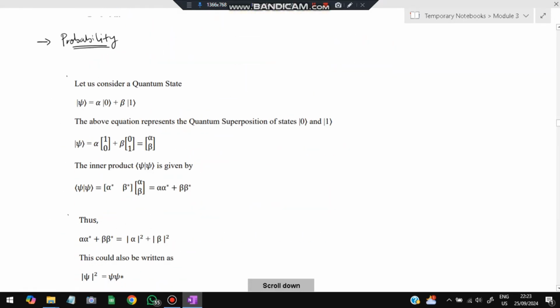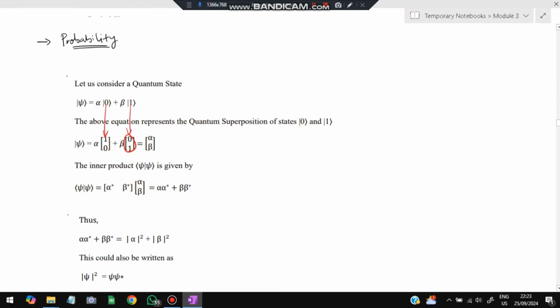Next we have the probability. Let's consider a quantum state: the wave function is given as alpha |0> plus beta |1>. The above equation represents the quantum superposition of the states 0 and 1. So if this kind of equation is given, it is a superposition. If we expand |0> and |1>, we obtain alpha times (1, 0) plus beta times (0, 1), because |0> is equivalent to this and |1> is equivalent to this.